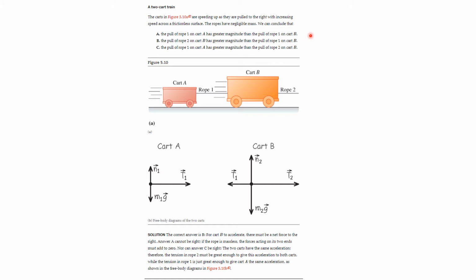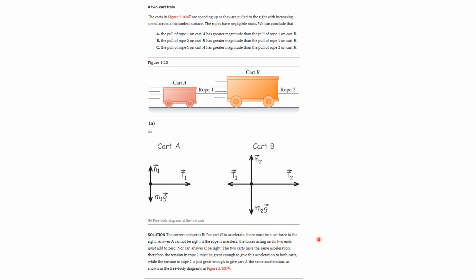A, the pull of rope 1 on cart A has greater magnitude than the pull of rope 1 on cart B. B, the pull of rope 2 on cart B has a greater magnitude than the pull of rope 1 on cart B. Or C, the pull of rope 1 on cart A has a greater magnitude than the pull of rope 2 on cart B. And here are your free body diagrams. The correct answer that you should get is B.